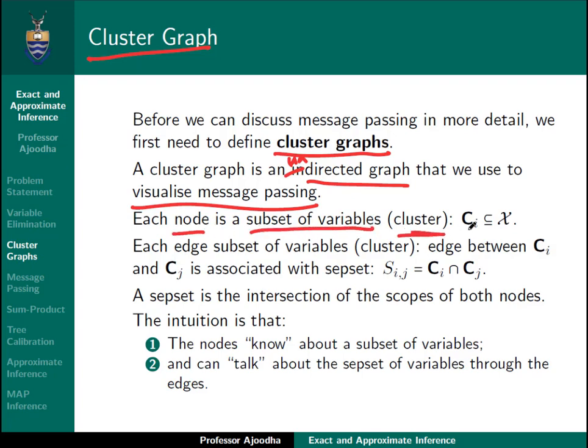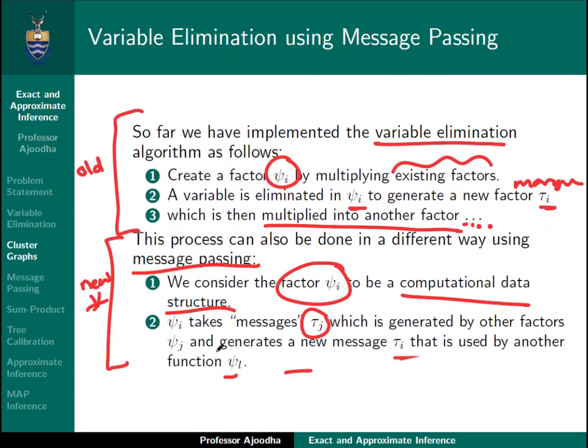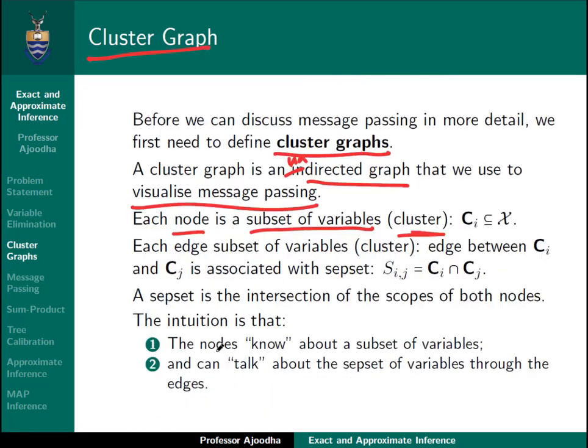Each node in the cluster graph is a subset of variables. These are the clusters. These can be the cliques that we saw before, like the clique tree that I showed you on the previous slide. Each one can be thought of as a cluster, and in this case these were our cliques. But the cluster graph is a more relaxed kind of definition. These clusters don't have to be cliques. They don't have to be maximal cliques.